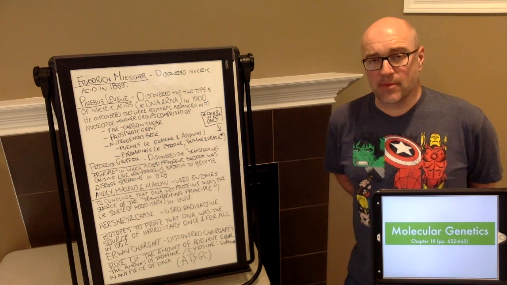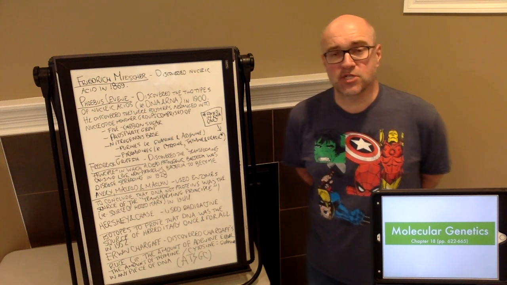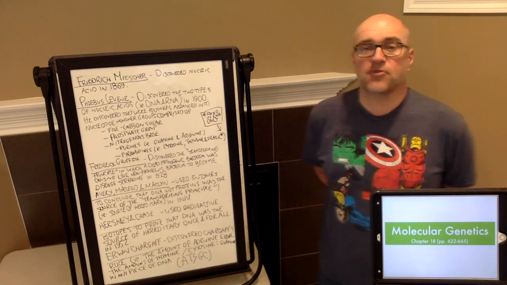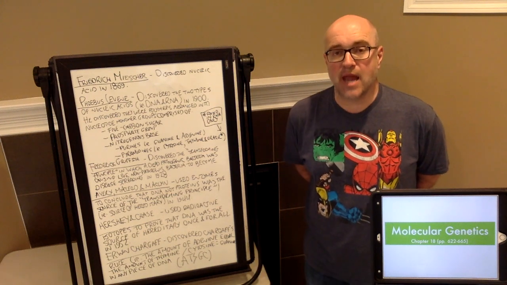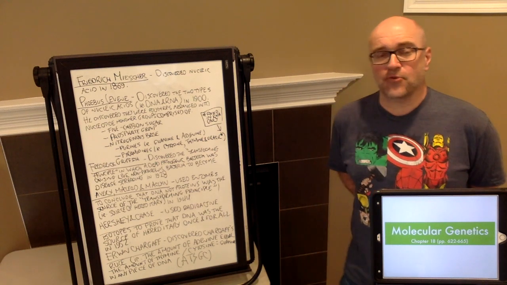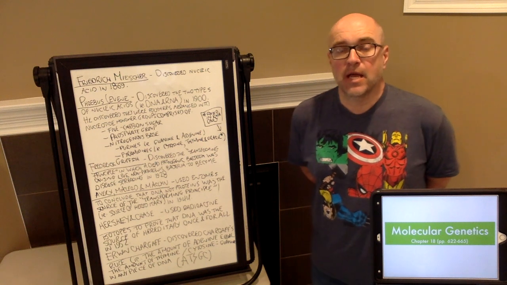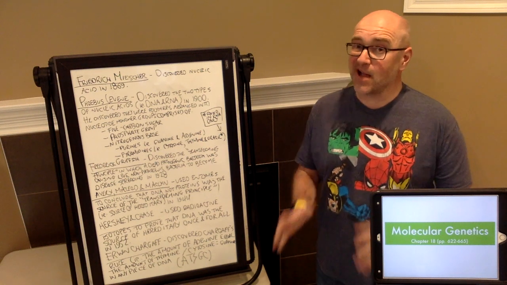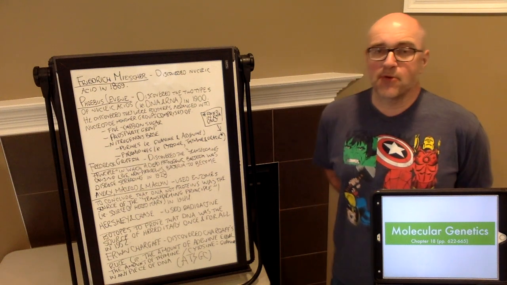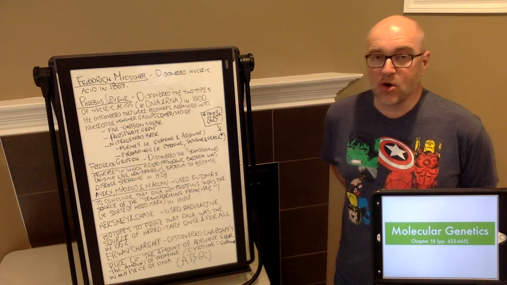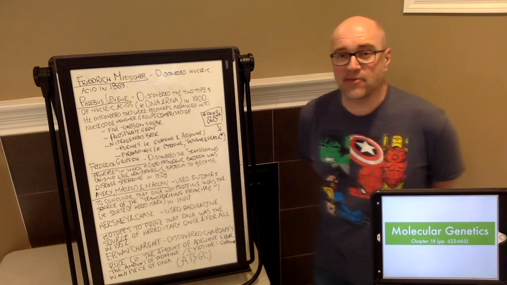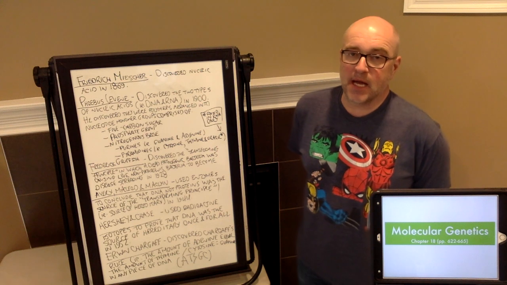Hey, Bio30s, and today we're going to be starting a brand new unit on molecular genetics. Today I'm going to be walking you through the history of the discoveries about DNA and how we came to learn that DNA was in fact the source of hereditable material in organisms. Because for the longest time, a lot of people believed that it had to do with proteins rather than nucleic acids.